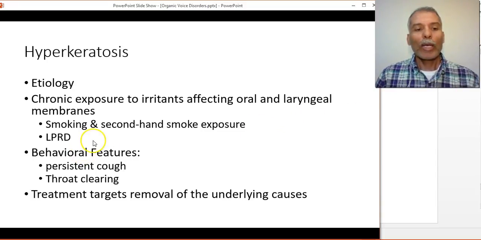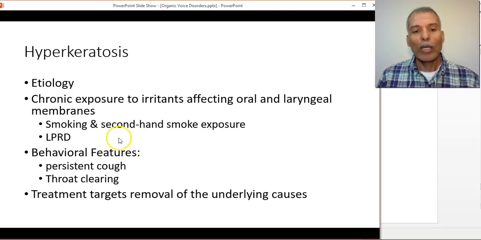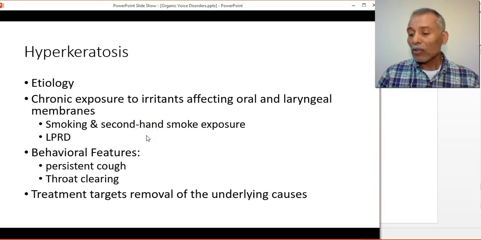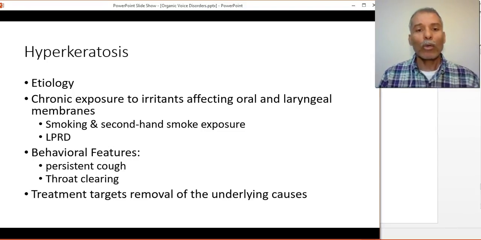So there is smoking, when the person himself or herself is smoking, and secondhand smoke. Kids, or wives, or whoever is exposed to secondhand smoke, a spouse, husband, wife, anyone who is exposed, is at risk for hyperkeratosis, especially kids. Kids also develop more middle ear infections, more hyperactivity, and more inattention when they live in an environment with a lot of smoke, or any smoke at all. Also, laryngopharyngeal reflux disease is one of the causes.